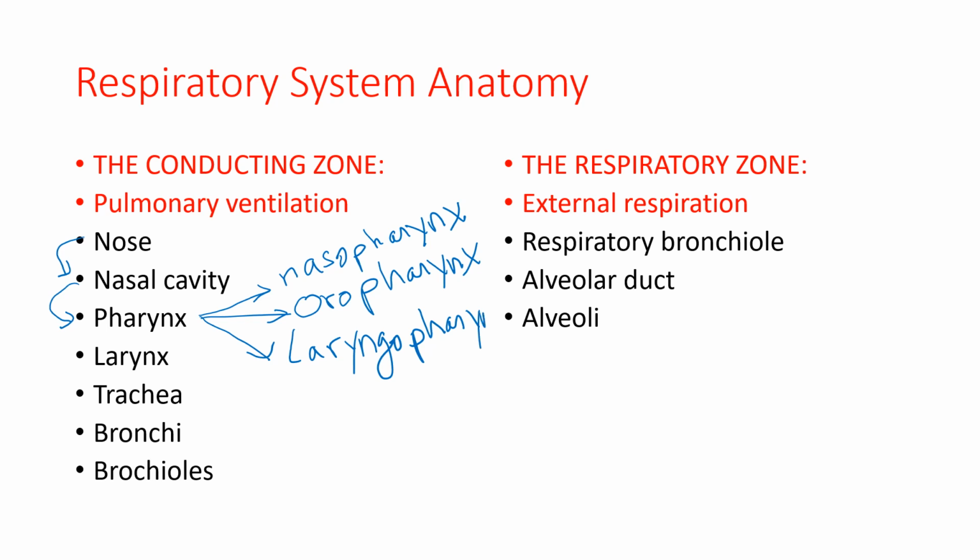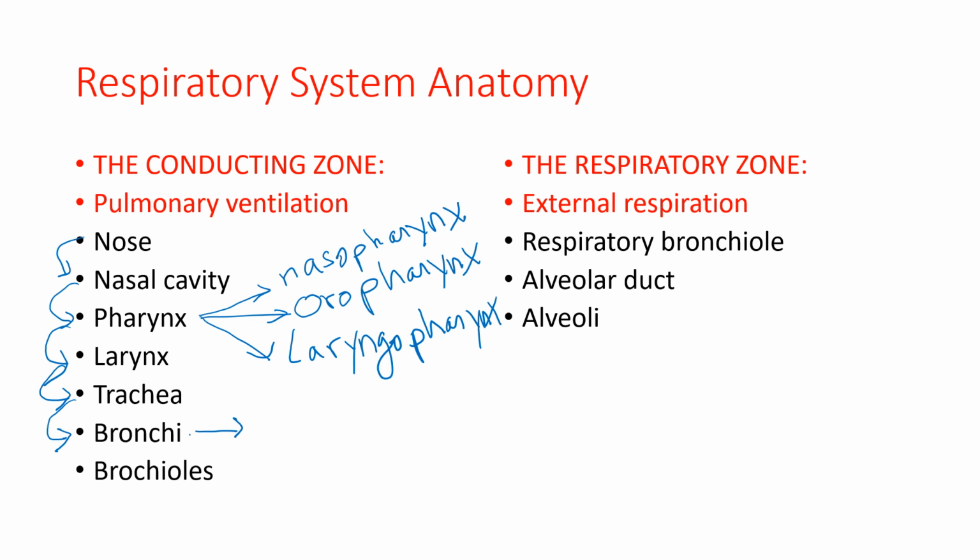Air is going to travel through all three of these structures, and then it finally will arrive at the larynx, which is the voice box. From the larynx, air will be moved to the trachea, which is the windpipe. The trachea will divide at the lung level into two tubes called the bronchi, which will take the air into the lungs. The bronchi are a series of somewhat large tubes that will continue to subdivide.